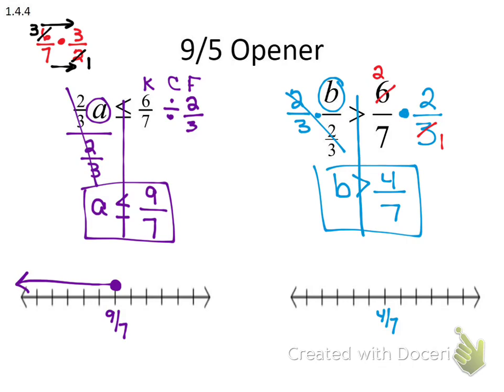Open or closed? And which direction is my line going to go? Right, because the b is greater than 4 sevenths. Good.